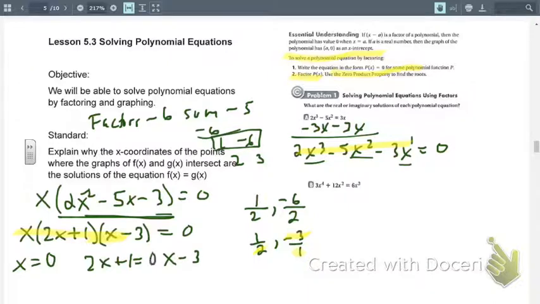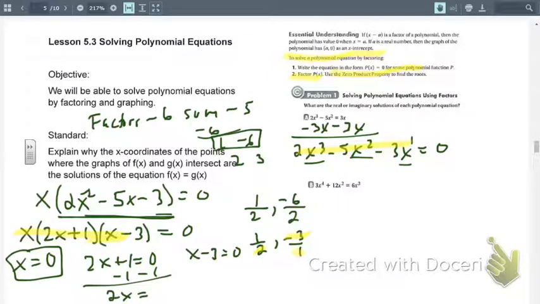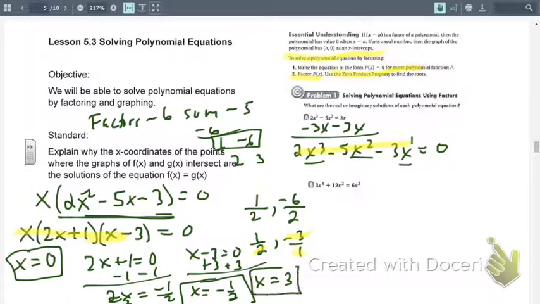Oops, 2x plus 1 equals 0, x minus 3 equals 0. Okay, so x equals 0 is a 0. We're going to subtract 1 here, so we're going to get 2x equals negative 1. Divide by 2, so x equals negative 1/2. That's another 0. And then add 3 to both sides, and you're going to get x equals a positive 3. So the three zeros are x equals 0, x equals negative 1/2, and x equals 3.